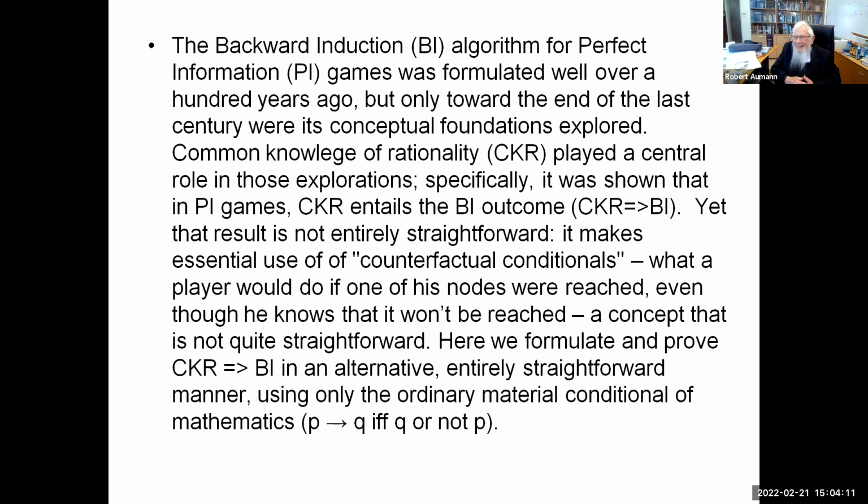It was also shown that there is no such thing as common knowledge of rationality in perfect information games, and all kinds of beautiful things were shown. We've almost come to a contradiction in mathematics. Anyway, the result that common knowledge of rationality entails backward induction is not entirely straightforward, to put it mildly. It makes essential use of counterfactual conditionals: what a player would do if one of his nodes were reached, even though he knows that it will not be reached. Well, to say the least, that's a concept that's not quite straightforward.